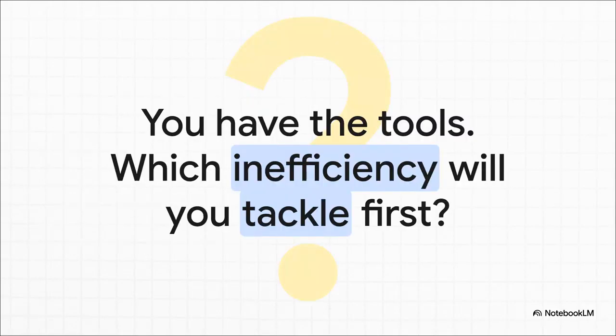So, there you have it. We've taken a tour of the toolbox. We've seen how to find constraints, how to hunt down waste, and how to create order and flow. The only question left, and it's the most important one, is this. Now that you have the tools, which inefficiency in your world are you going to tackle first?